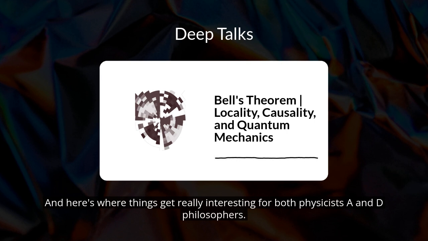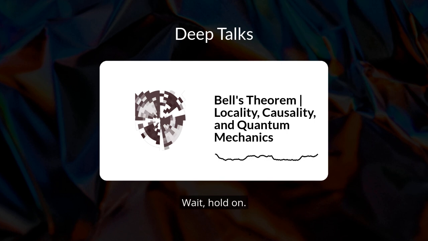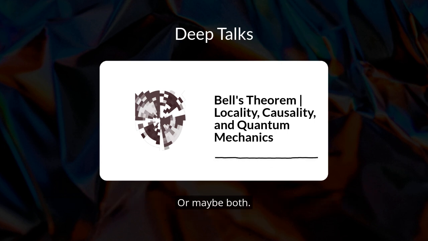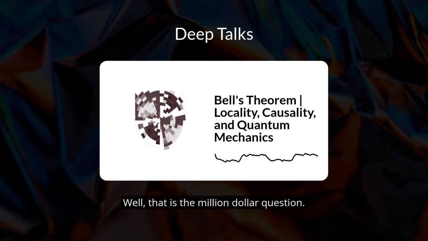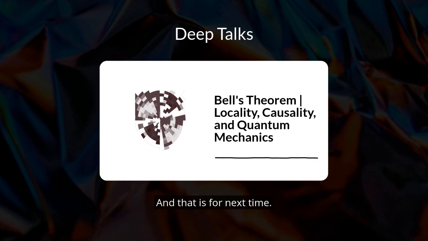For both physicists and philosophers, quantum mechanics, the theory that's been wildly successful in predicting experimental results, actually predicts violations of Bell's inequality. Wait, hold on. So if quantum mechanics is right, then either locality is wrong or hidden variables are wrong, or maybe both. That's kind of a huge deal. I mean, does this mean we have to throw out our intuitions about cause and effect? Well, that is the million-dollar question, and to see if this violation actually happens, we need to delve into the world of experimental physics, and that is for next time.